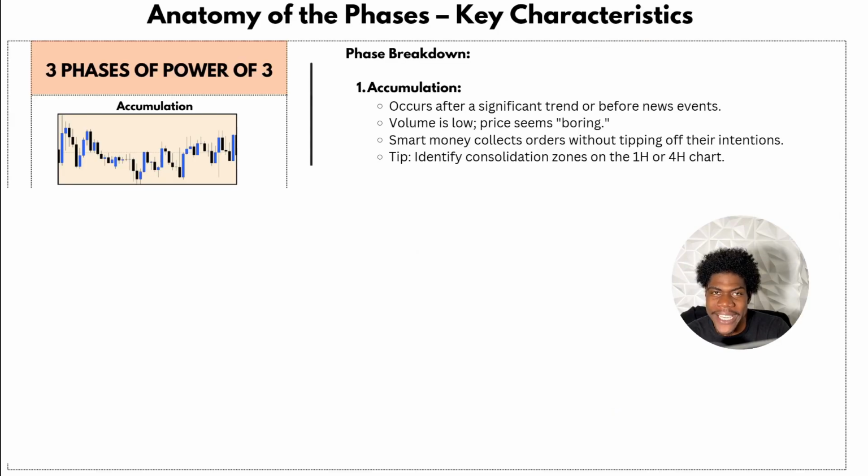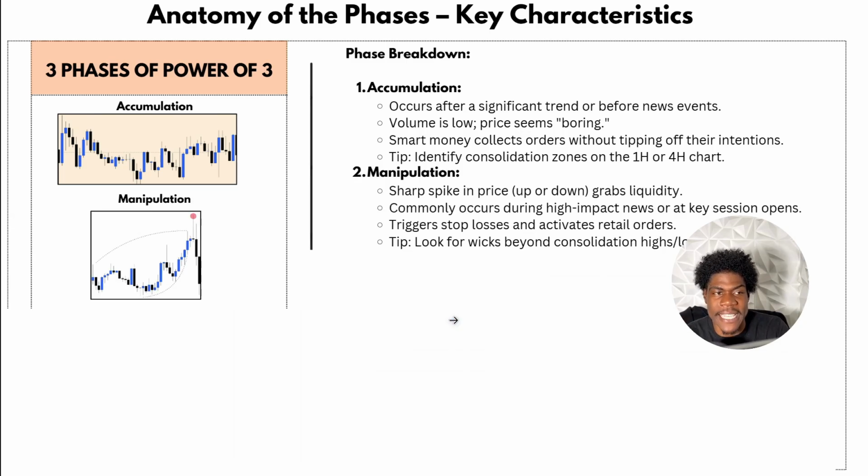First, let's get into the anatomy of the phases, the key characteristics. You can see that we have 3 phases for our power of 3. We have our accumulation phase. The accumulation occurs after a significant trend or before news events. Volume is low and price seems to be boring. Smart money collect orders without tipping off their intentions. A key tip is to identify the consolidation zones either on the 1 hour or on the 4-hour chart.